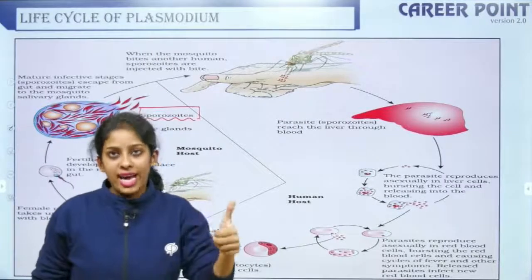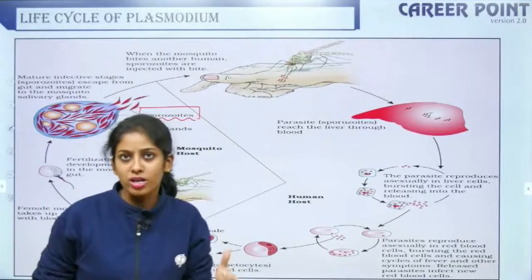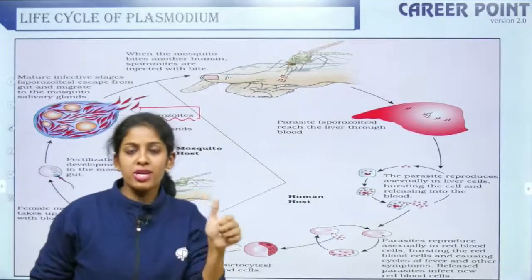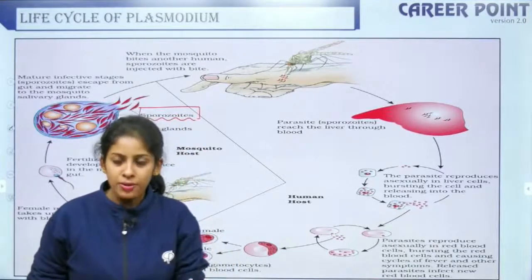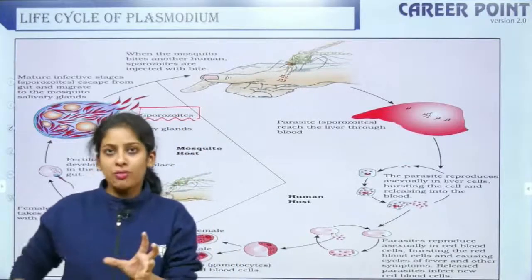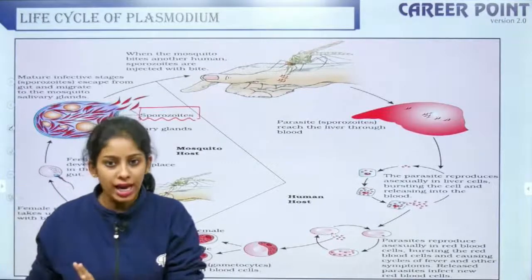If the question says describe the life cycle, you will describe it like this. You will write it has 2 hosts, one is human, one is mosquito. Sorry, you will say the primary is mosquito, the secondary is human, and you will write what happens in the mosquito, what happens in the human, and then you will put a rough figure on the side.